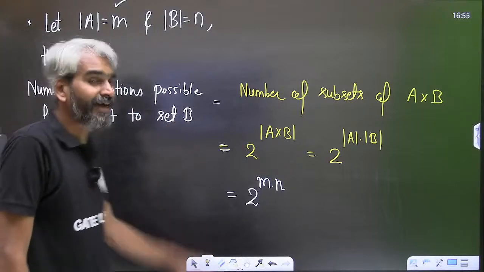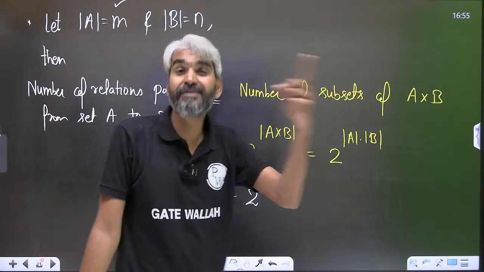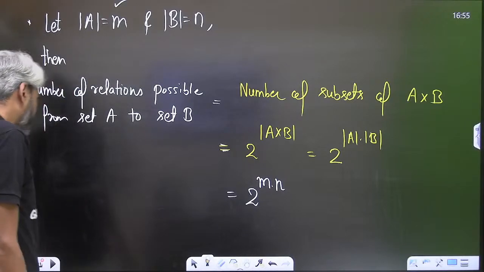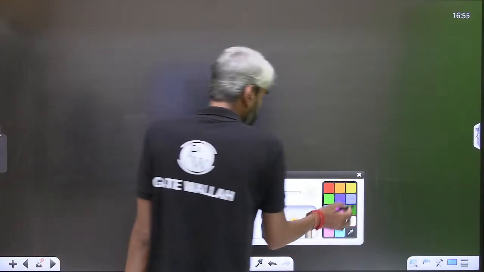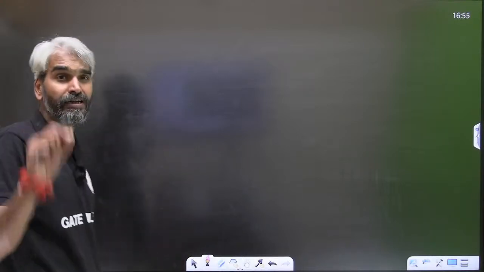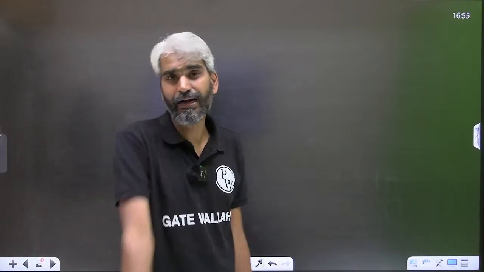Do you realize that one of the subsets of A cross B is an empty set? One of the subsets of A cross B is an empty set, which is called an empty relation. So don't think that, sir, empty set is not a relation. Empty set is also a relation. A special name is given to that relation. It is known as empty relation.